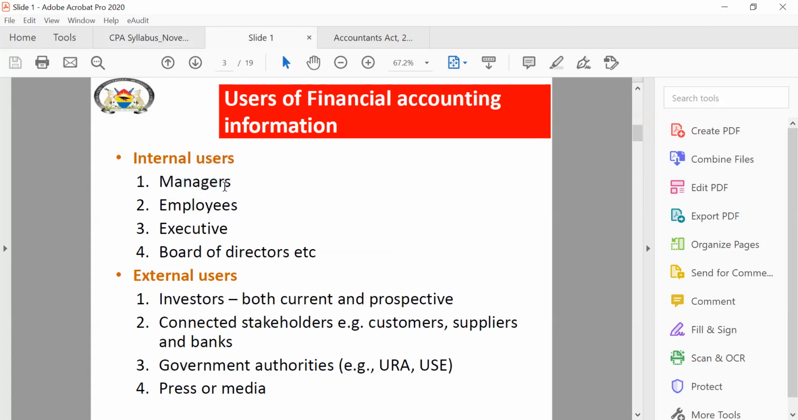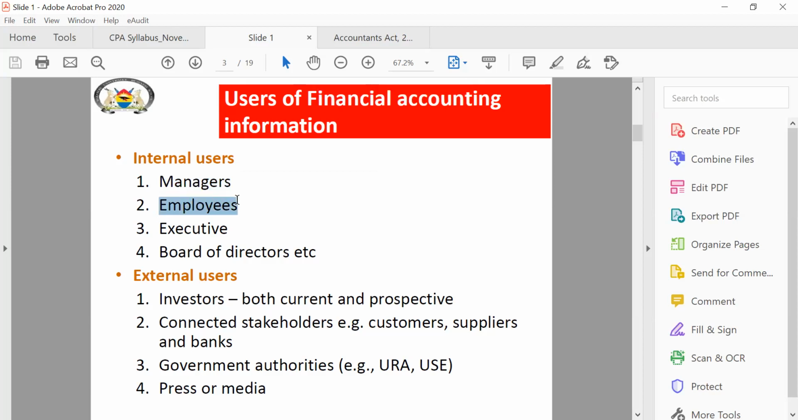We said managers are looking for information to enable them to make decisions. Managers are the ones that run the business. So they want information that can help them make decisions on how they run the organizations. So these are interested in the financial accounting information.